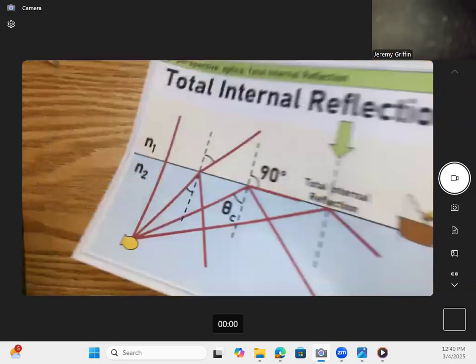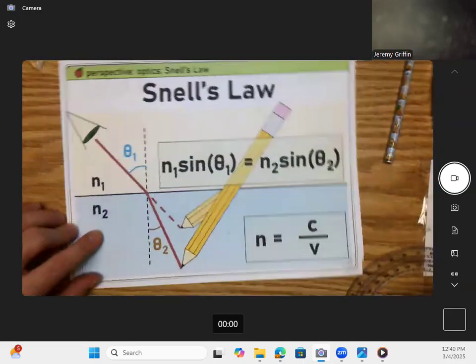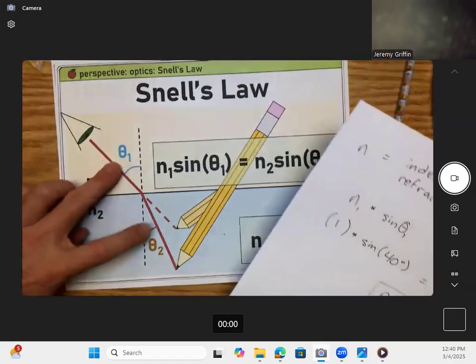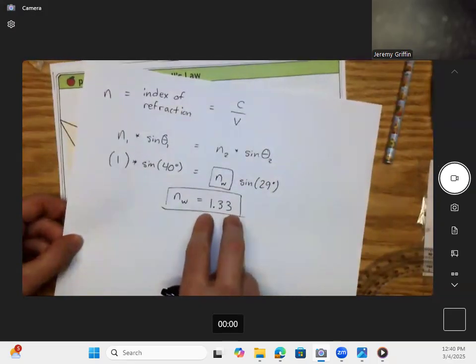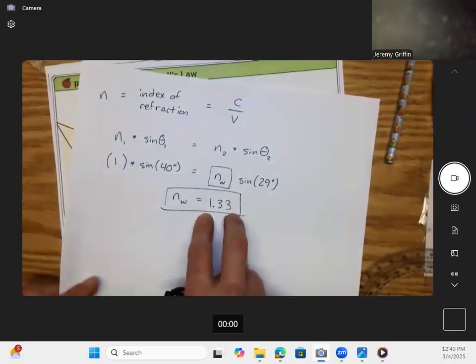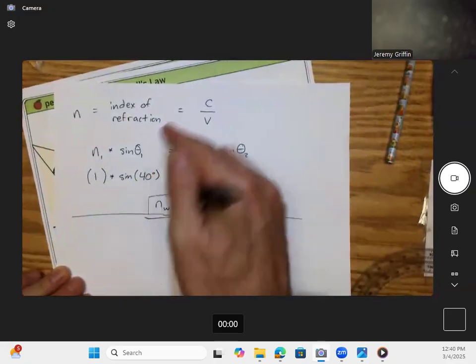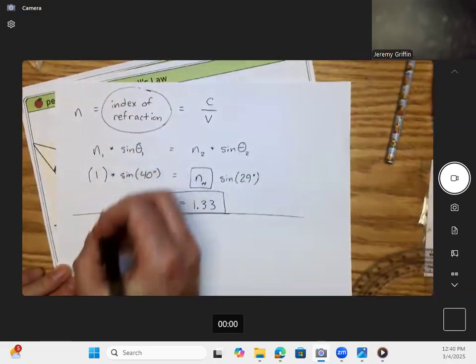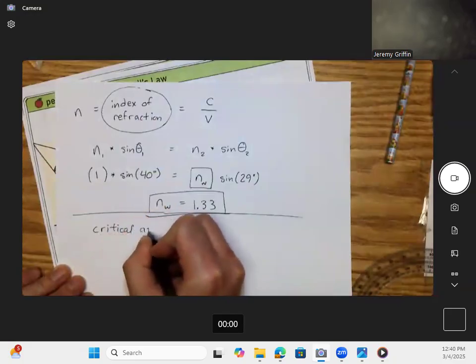All right, so let's go back to I had some math started here. Okay, so I was playing off this picture. I was saying if this angle was 40 degrees and this angle is 29 degrees, we got all the setup and we got the index of refraction of water. You guys got that? Okay. Now, the other thing I want to find, remember this is index of refraction, the other thing I want to find is the critical angle.